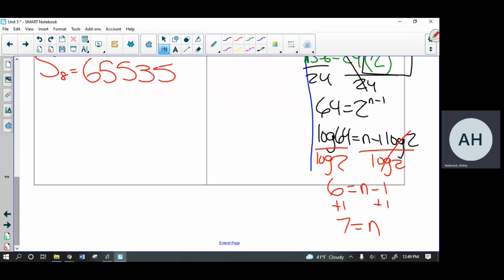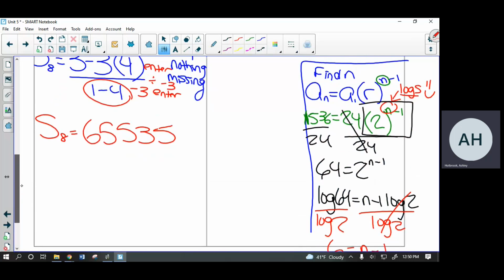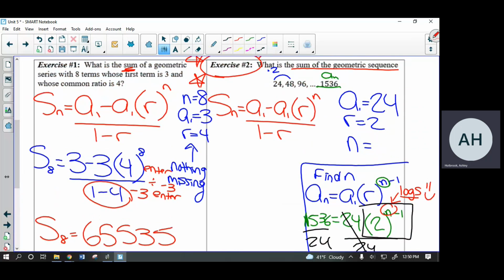What does n equals 7 mean? There's 7 terms. Which is great. It's good to understand what's going on. But again, this is just a formula. So I'm going to go up here and say that n is 7 and plug all of it in just like I did for number 1. So S sub 7 equals 24 minus 24 times 2 to the 7 over 1 minus 2.